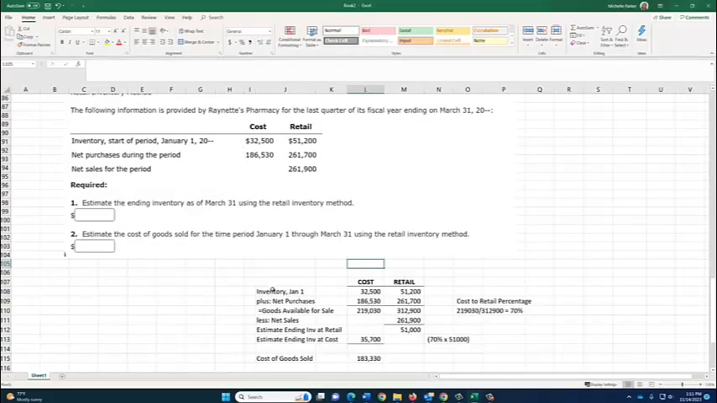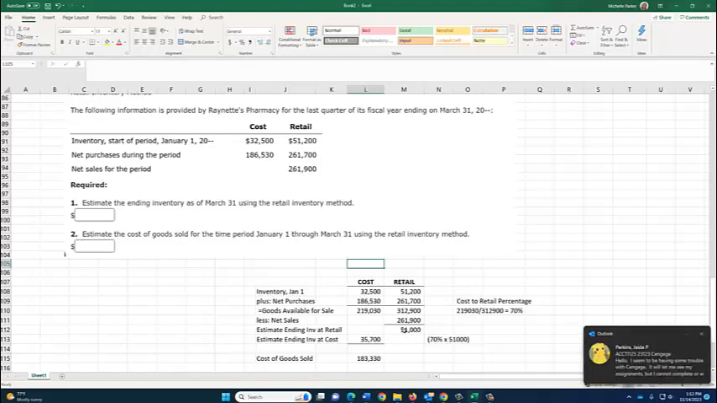So notice that I've entered the formula first. Beginning inventory plus purchases gives us goods available for sale. And then I'm going to subtract out cost of goods sold. Well, it says net sales here because cost of goods sold at retail is the net sales. So we're going to subtract out those net sales, which is the cost of goods sold at retail, to get our ending inventory at retail. And then we're going to use that information to calculate the ending inventory at cost.